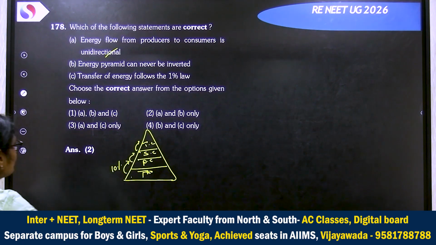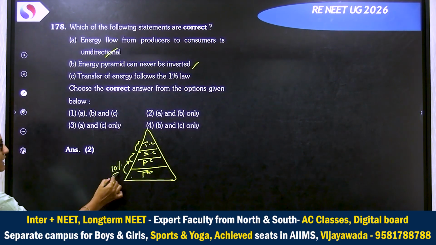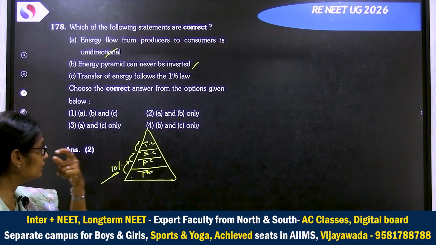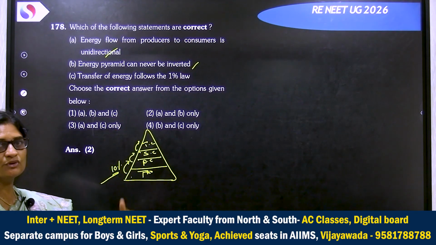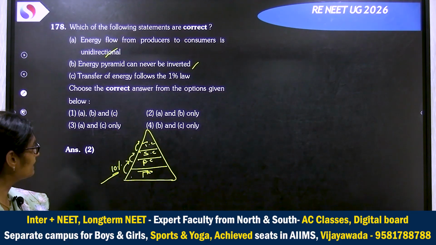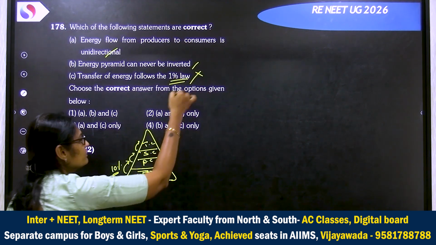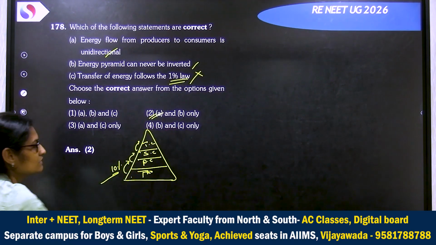Transfer of energy follows the 1% law, they gave. Actually, how much percent did I give here? 10%. Energy transfers from the base trophic level to the upper trophic level. How much energy will be transferred to the upper trophic level means our answer will be 10%. Here they gave 1%. This statement will be acting as a wrong statement. Find out the correct statement. A and B is correct. So the second option it is.